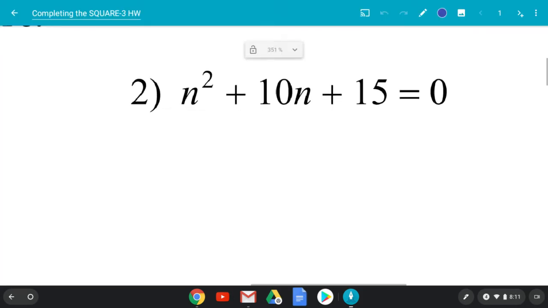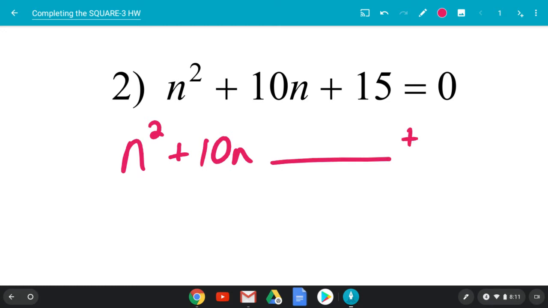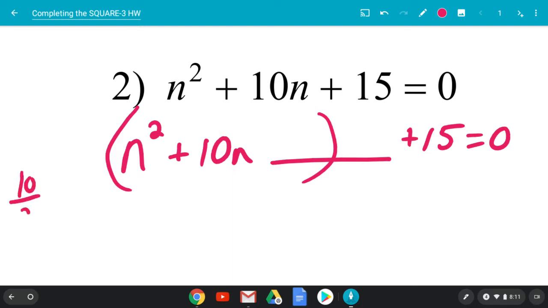All right, let's go through step by step what you should have done. We start by rewriting the problem. N squared plus 10n, and then we leave a space, plus 15 equals 0. In the middle of the space and around the first portion of the problem, we put a parentheses. And then we have to figure out what we're going to add and subtract. Well, we do that by taking the middle number, in this case 10, dividing it by 2. 10 divided by 2 is 5, and then we square it. 5 squared is 25. So I know I'm going to add 25 and subtract 25. One inside the parenthesis, one outside. Always the plus on the inside of the parenthesis.